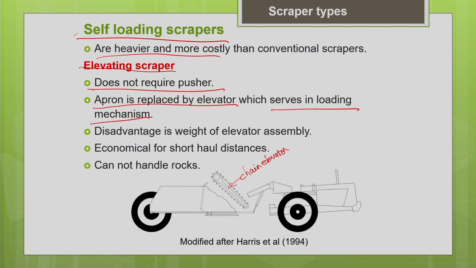But the disadvantage is this chain elevator is heavier. It increases the self weight of your machine. So this machine is economical only for short haul distances. We cannot use it for a very long haul distance like the other types of scrapers. You can use it only for a very short haul distance. And one more thing, from the material perspective, we have to be very careful. This cannot handle rocks, because bigger size rocks can jam the chain elevator assembly. That is why you should not handle rocks with this machine. It cannot be used in rocky terrain.